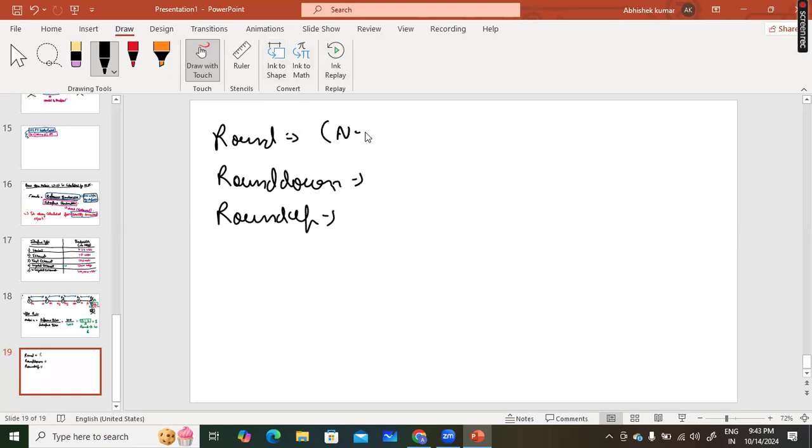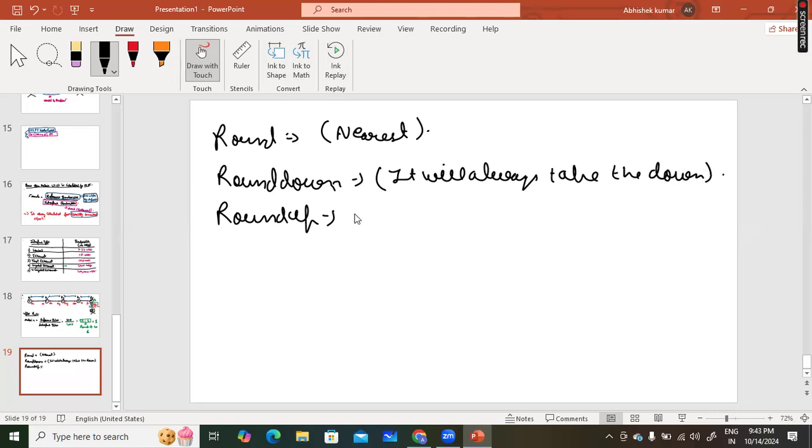Round is to nearest. Round down means it always takes the value down, whatever the nearest number would be. Round up means it always takes the value up. Always take the value up.